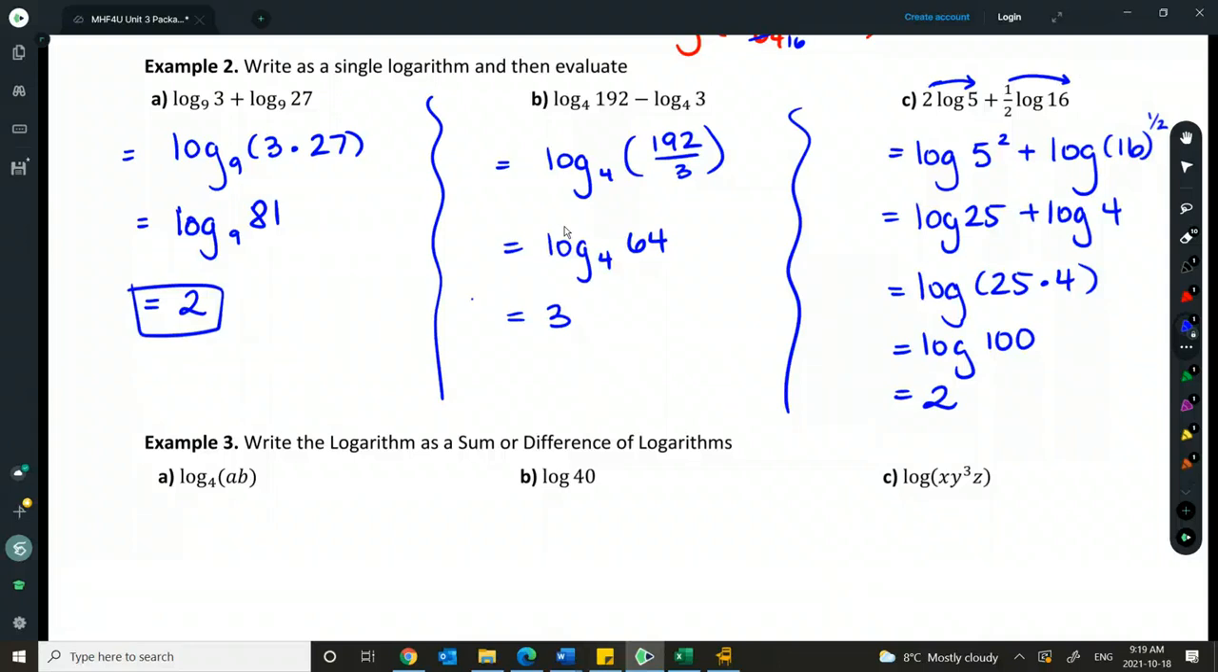4 to what exponent equals 64? Must be 3, right? So that's the answer to the logarithm.